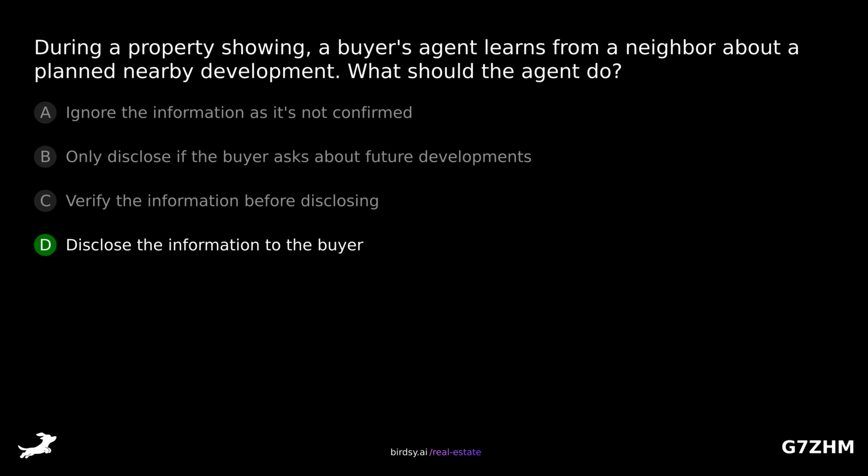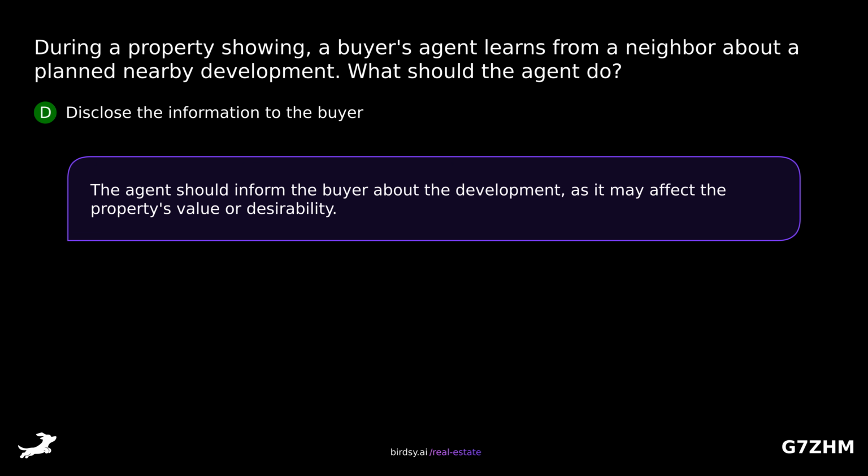The answer is D, disclose the information to the buyer. The agent should inform the buyer about the development as it may affect the property's value or desirability.